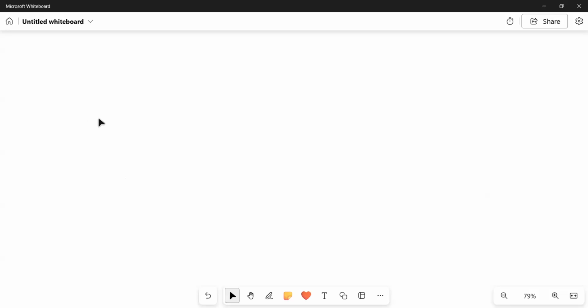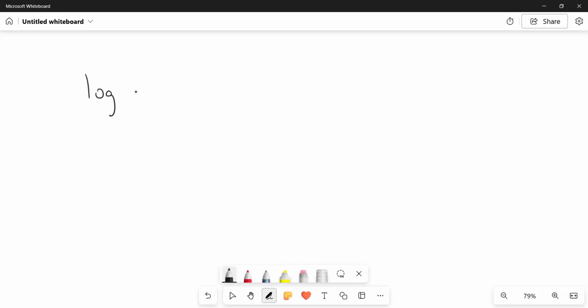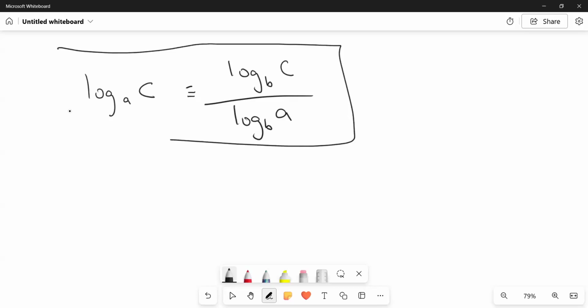If you have a logarithm written, the logarithm of a number c and the base is a, but you want to change it to b. You don't want a, you want b. Well, you simply use this formula: the logarithm of c with a base of b, the new base, over the logarithm of a with a base of b. So this formula helps you to change the base of a logarithm.